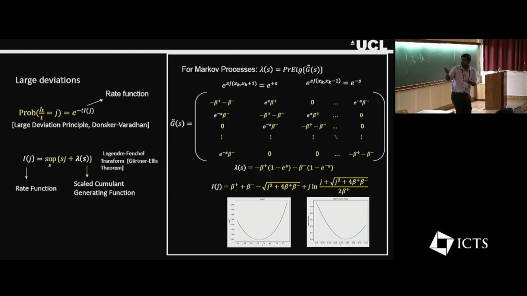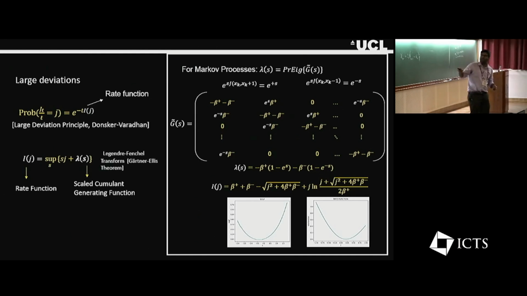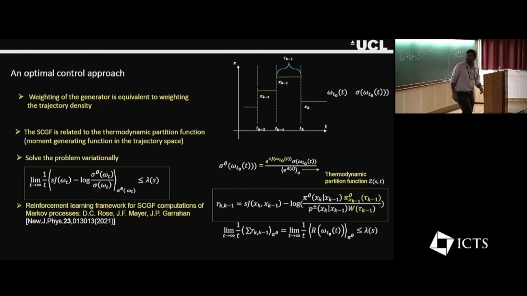There's an indirect way to calculate it through this quantity called the scaled cumulant generating function, SCGF, that characterizes the fluctuations in the system. If you can calculate this SCGF, there's a nice Legendre-Fenchel transform between the SCGF and the rate function. So if you can calculate the SCGF, then you can calculate the rate function. This is the basic large deviation theorem. For this simple case, you can do some spectral analysis and get the result analytically. But for more difficult cases, you have to use some kind of numerical methods.